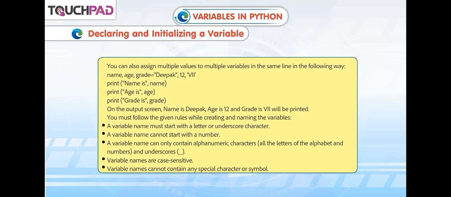You must follow the given rules while creating and naming the variables. A variable name must start with a letter or underscore character. A variable name cannot start with a number. A variable name can only contain alphanumeric characters, all the letters of the alphabet and numbers, and underscores. Variable names are case sensitive. Variable names cannot contain any special character or symbol.